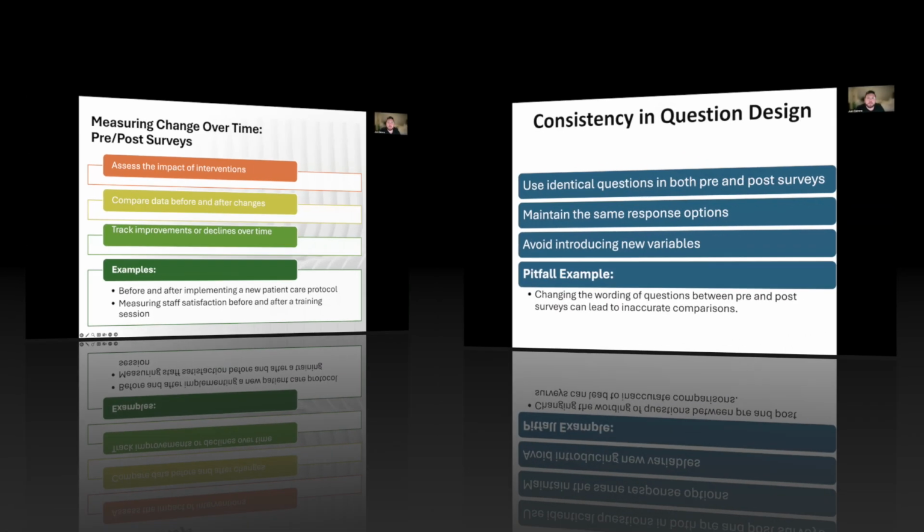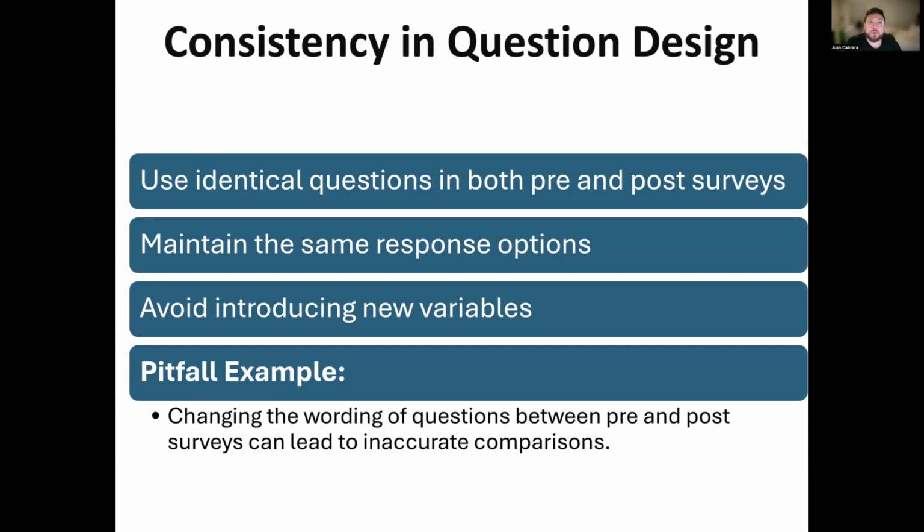Consistency in question design is crucial for accurate comparisons in pre-post surveys. Ensure that the questions and response options remain identical in both the pre and post surveys, because introducing new variables or changing wording even slightly will lead to inaccurate results, making it difficult to measure true change over time.